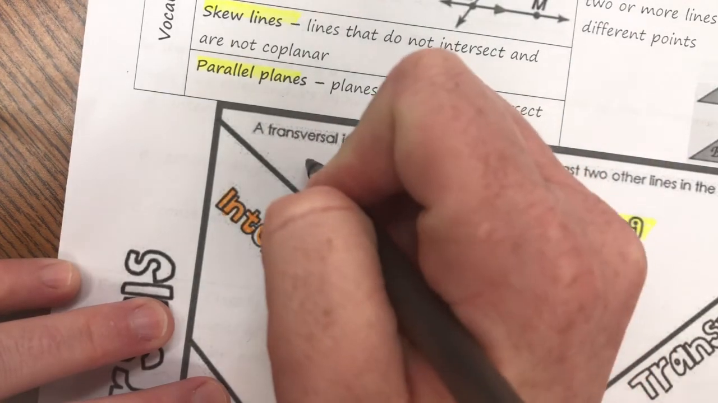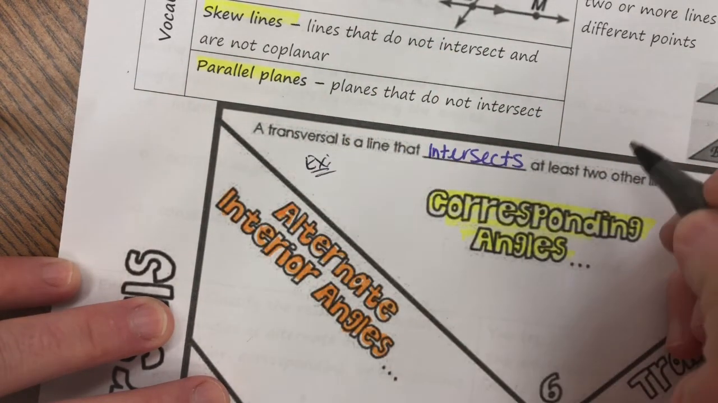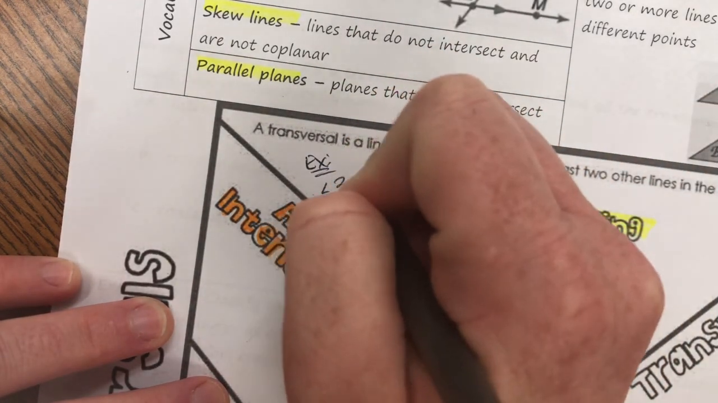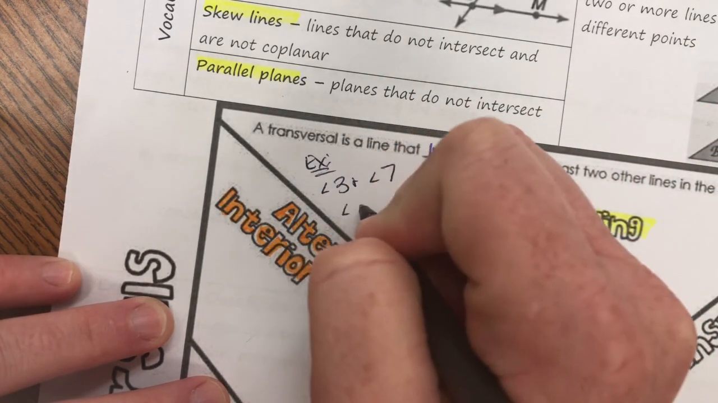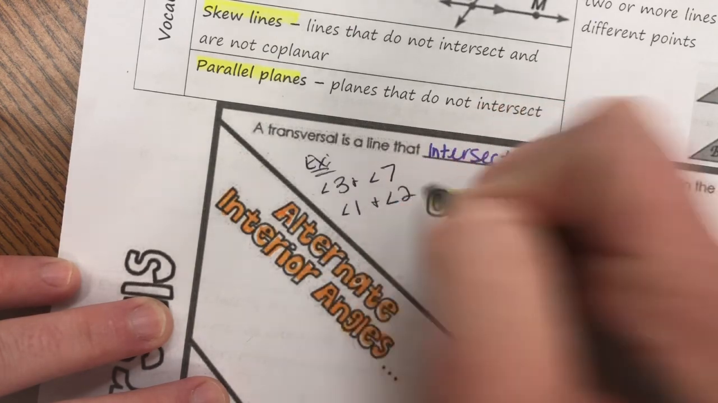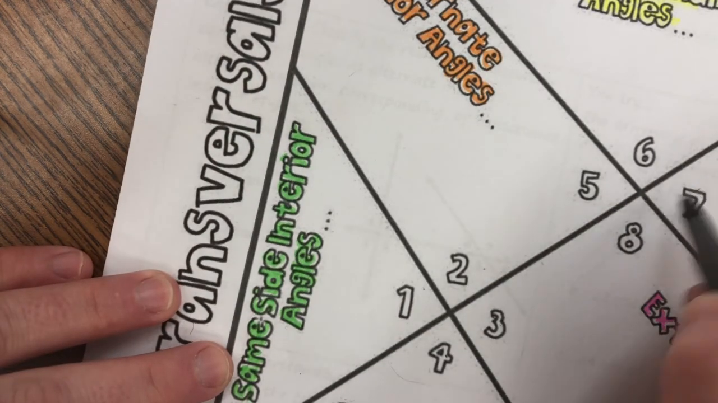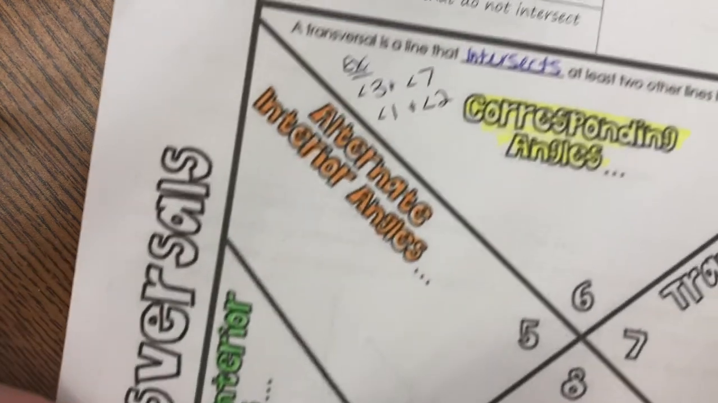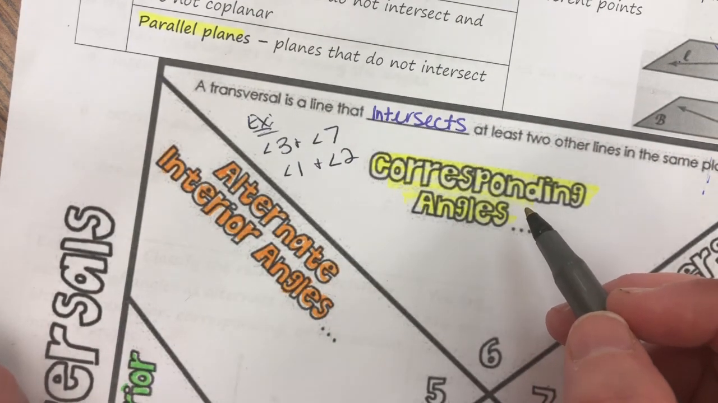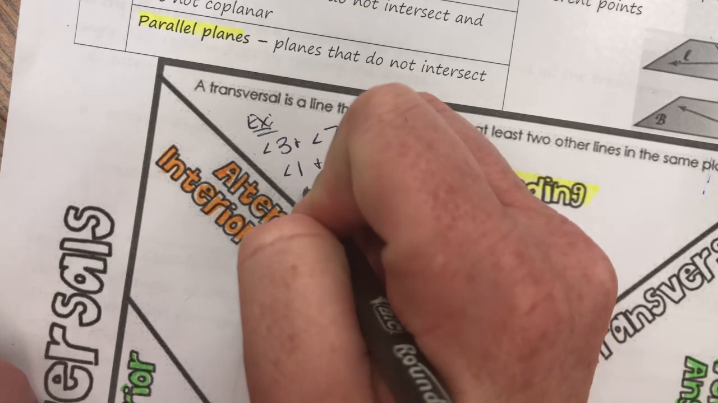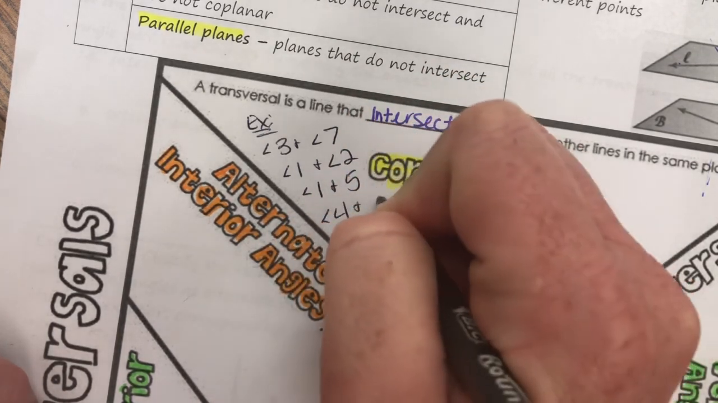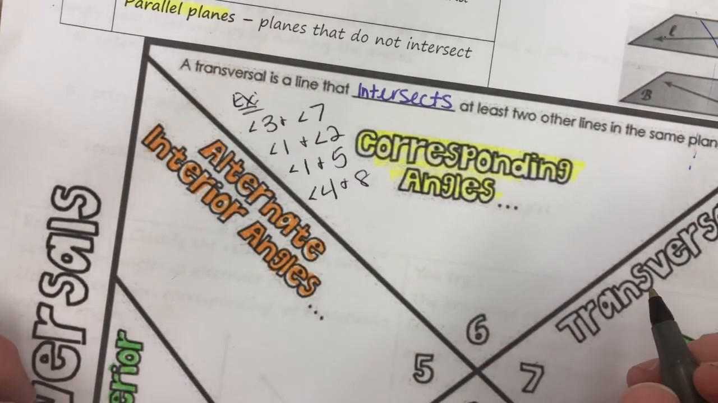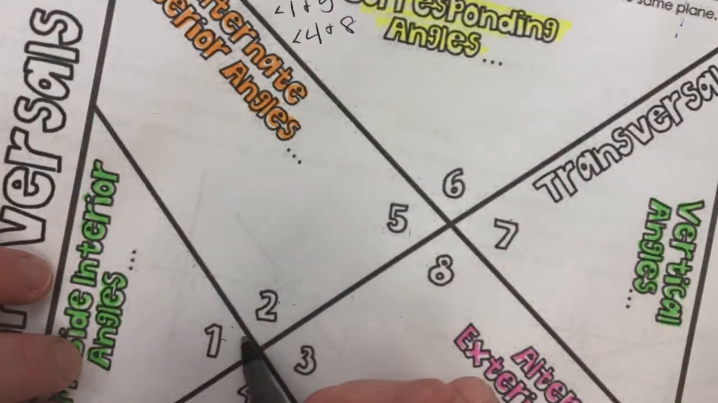So we'll write down up here, for example, our corresponding angles in this picture are angles 3 and 7, and then angles 1 and 2. 3 and 7, 1 and 2. That's just an example of some of the corresponding angles. We could also say angles 1 and 5, and angles 4 and 8. Those are all pairs of corresponding angles. They're in the same spot, 1 and 5, 4 and 8, like we've already said.